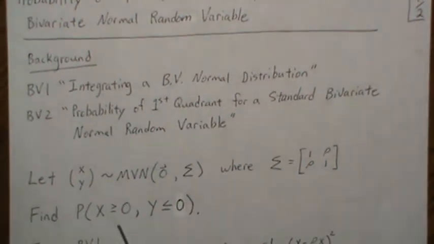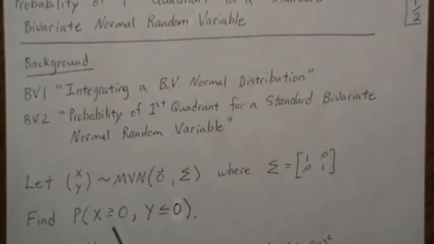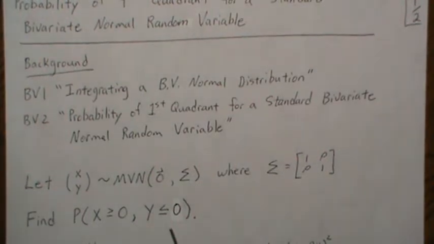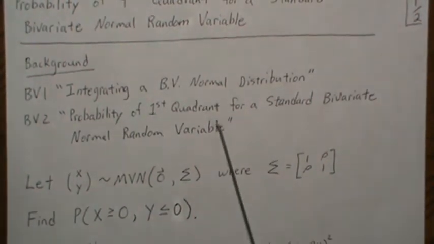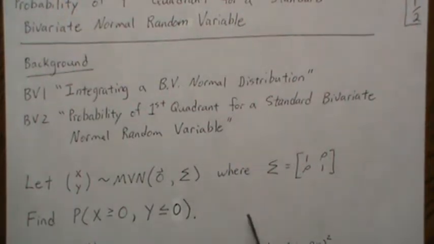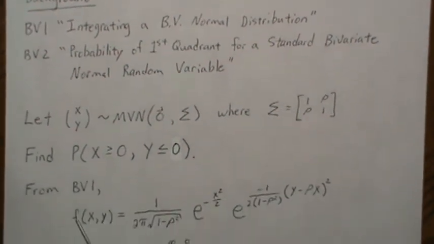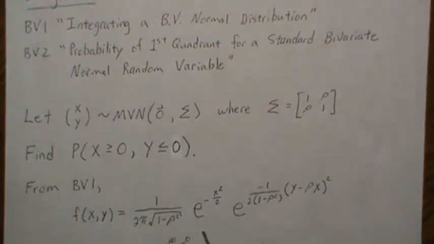In this video, we look at being in the fourth quadrant, which means x is positive and y is negative. Of course, in BV2, we calculated the probability when in the first quadrant, so x is greater than 0 and y is greater than 0. So this is going to be similar, but a different probability. Okay, so from background video 1, we showed here that we could split that bivariate normal density into the product of these individual pieces.